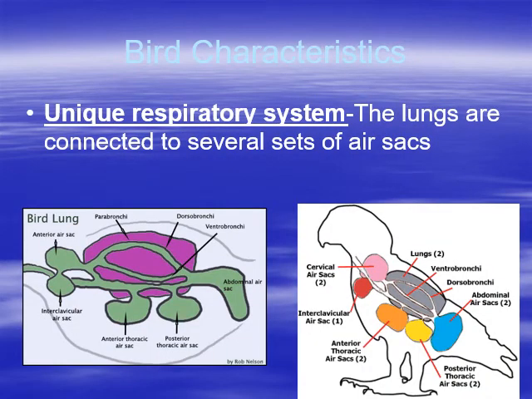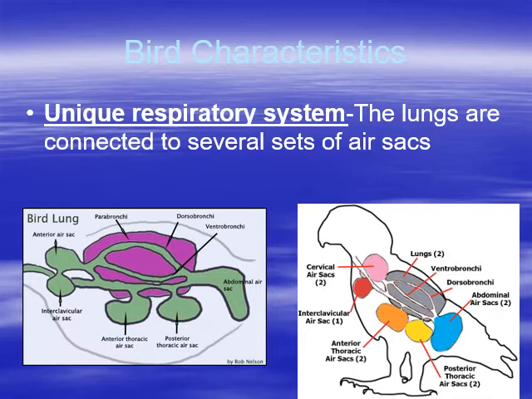Birds have a very unique respiratory system. It's very, very efficient. It's probably the most efficient of any animal on Earth because they have to get a lot more oxygen into their body in order to power flight. So when we look at their lungs, they actually have all these little extra air sacs that are connected to their lungs that hold extra air and extra concentrated oxygen for them to fly.